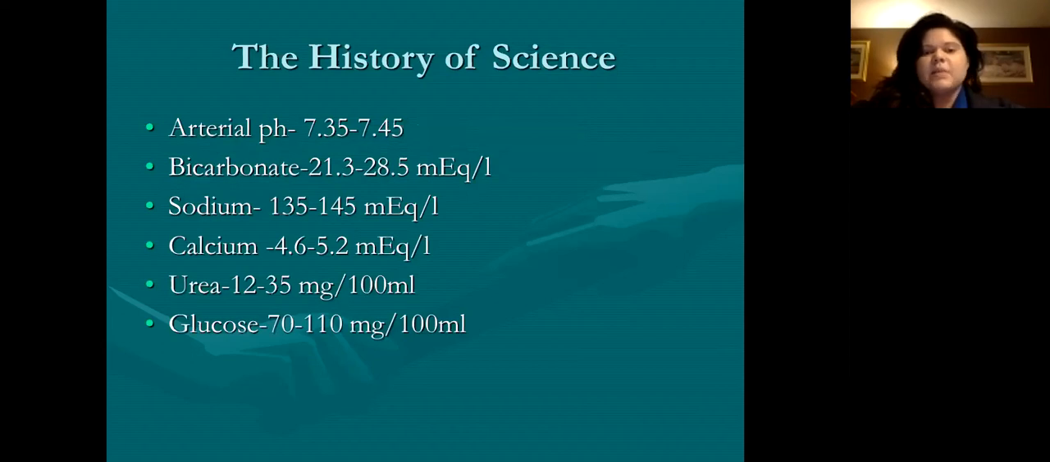Different things in the body must remain homeostatic. You could have a pH imbalance. Typical arterial pH is going to be 7.35 to 7.45. That will be important later on as far as ABG interpretation. That's going to distinguish any kind of metabolic or respiratory acidosis or alkalosis, which is an issue if there is an imbalance. Bicarbonate is usually 21 to 28.